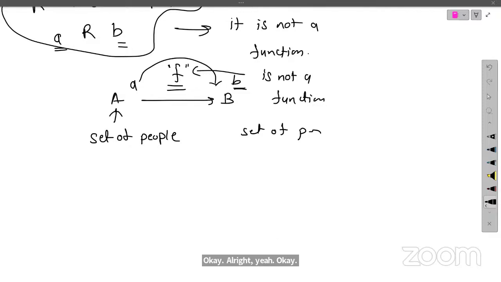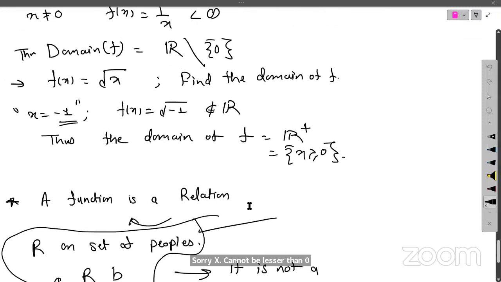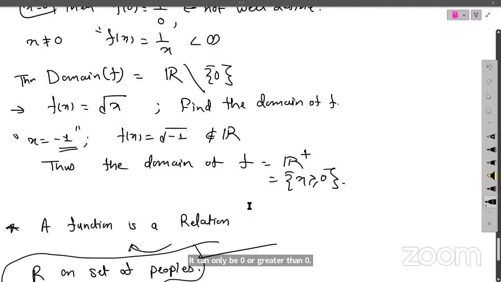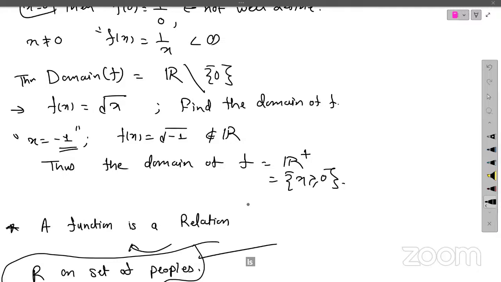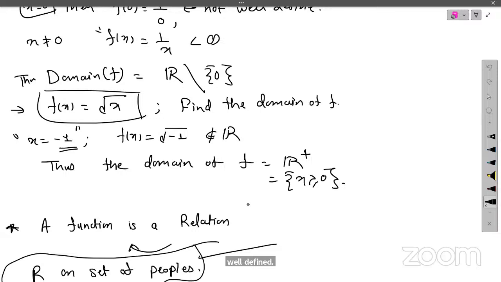Rohit, you can unmute yourself. Hello, ma'am. Am I audible? Yes. Ma'am, you said that in the domain of the function, x cannot be lesser than 0. It can only be 0 or greater than 0. Is that correct? Yeah, right. Is this applicable universally, in all aspects of functions? No, this is only for the square root function, because we know that the square root of a negative quantity is not well defined. That's why we are excluding the negative real numbers. Otherwise, the domain of a function depends on whatever function expression is given to you.